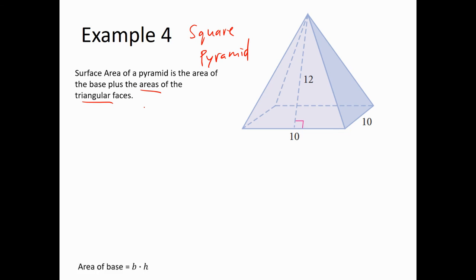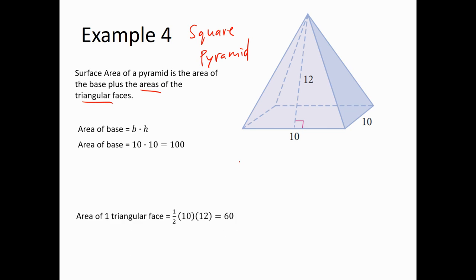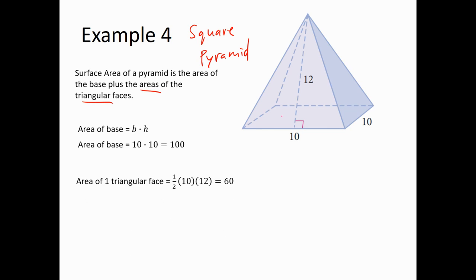The area of the base is easy in this case. It's just 100, 10 times 10. And then the area of each triangle is going to be 10 times 12, that's base times height, divided by 2, which is 60. That's just one of them, but we have 4 of them, so 60 times 4 is 240, plus 100 is 340 square units. Okay, that's it for surface area. Thanks for watching.